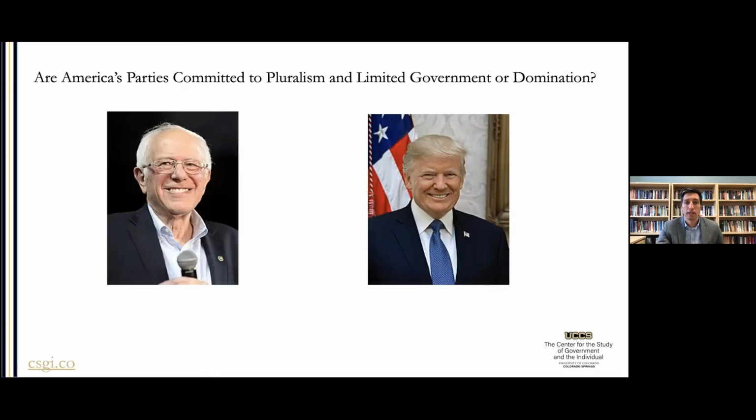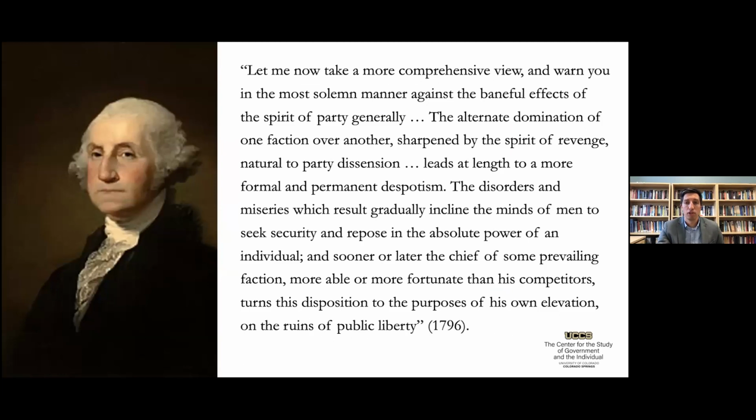Okay, so I had a couple questions there, but I will leave those for the Q&A, and I'll just finish with this reminder from Washington, where he says the alternate domination of one faction over another, sharpened by the spirit of revenge, leads at length to a more formal and permanent despotism. And so I want us to think about the dangers that we might be moving toward if we continue down this path of partisan tribalism and hostility between our two major parties.